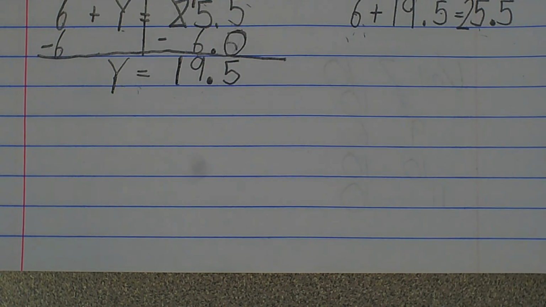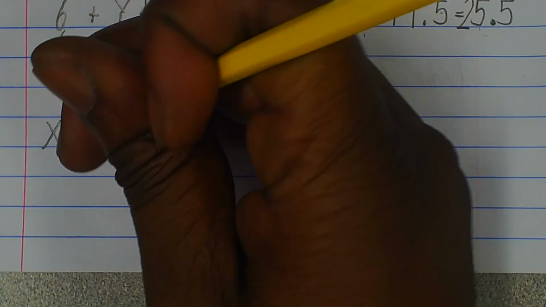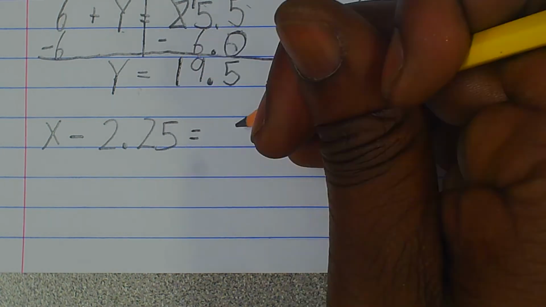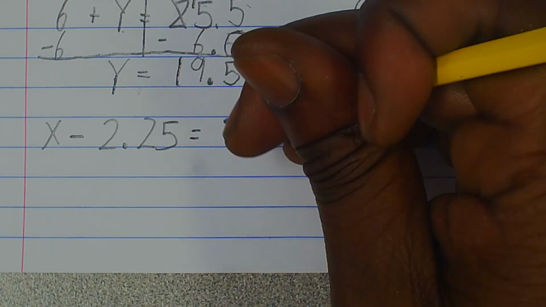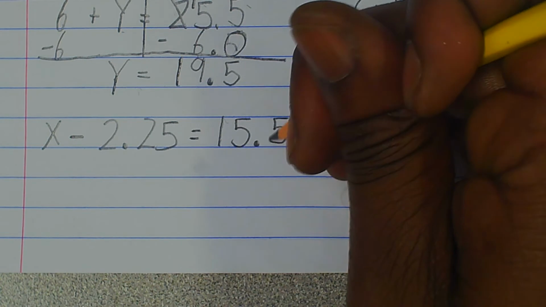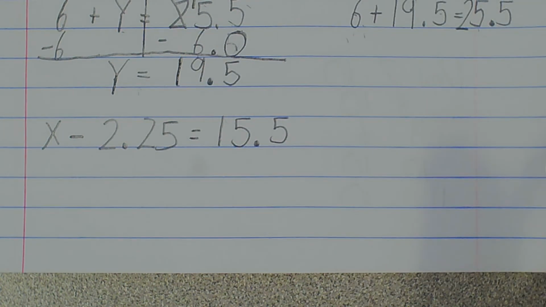So let's say we have the following. x minus 2 and 25/100 equals 15 and 5/10. Okay.